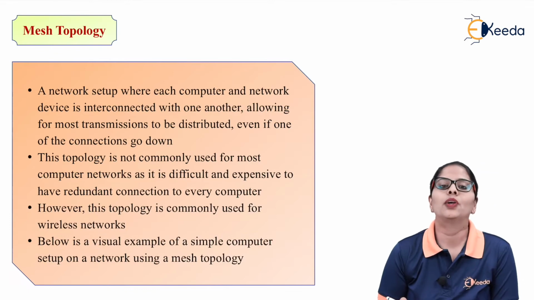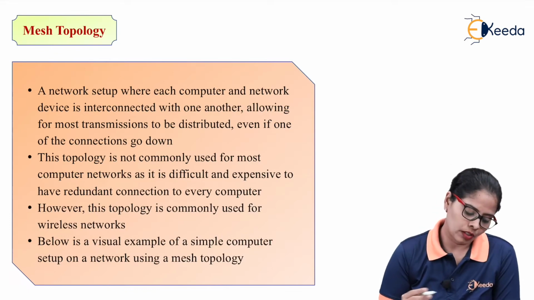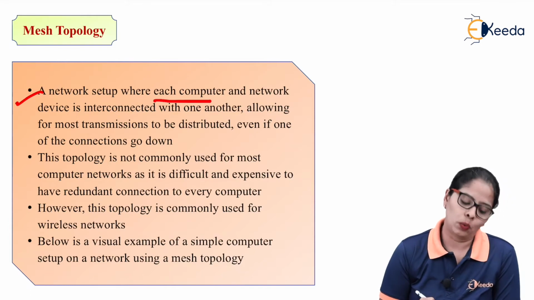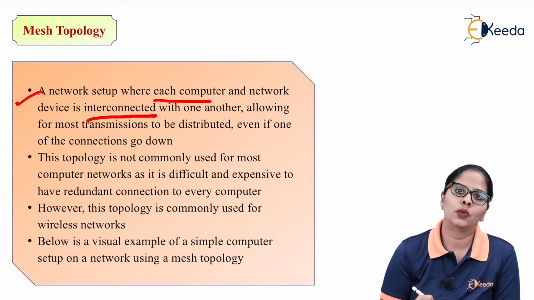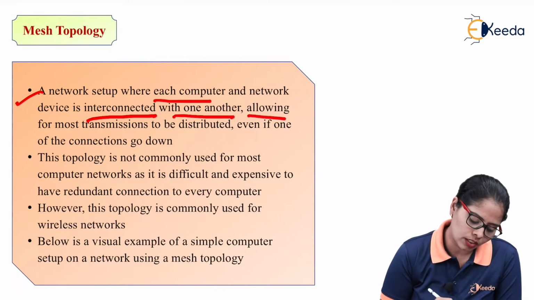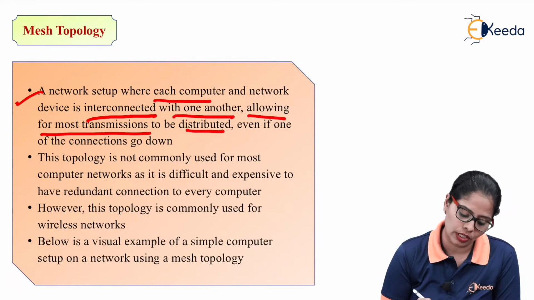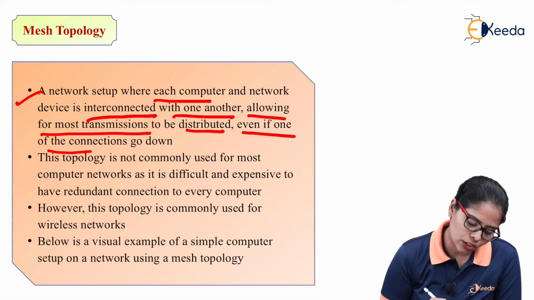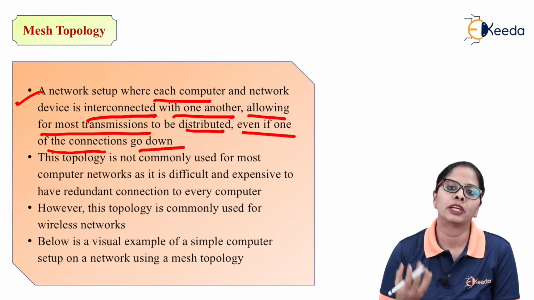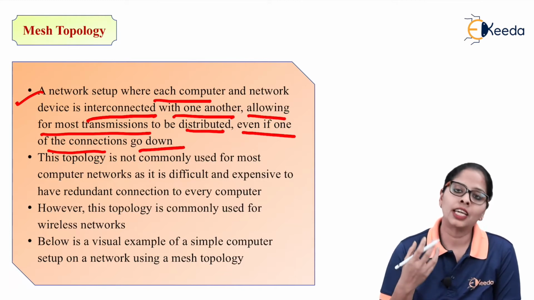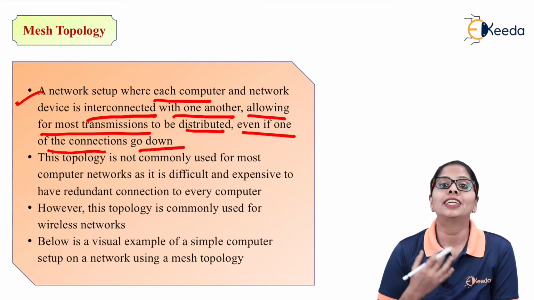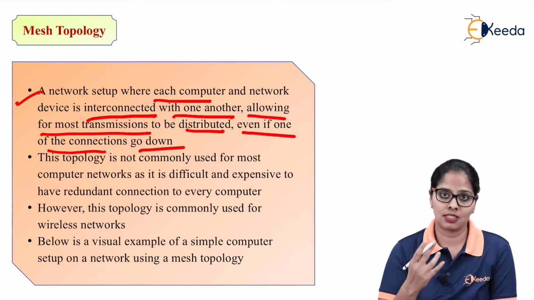So now let us start with the mesh topology. It is a network setup where each computer network device is connected with the other computers, allowing most of the transmission to be distributed even if one of the connections goes down. So now let us discuss what we mean by the mesh topology. Basically, in the mesh topology, two devices are connected with a dedicated link. Now let us discuss that.